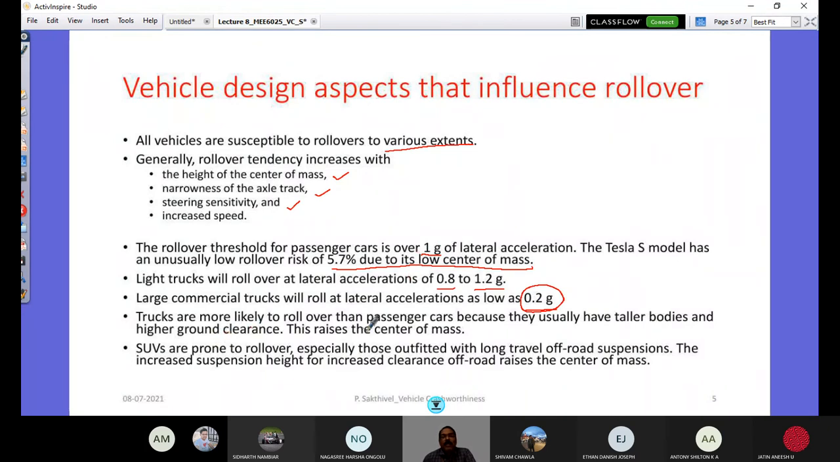Trucks are more likely to roll over than a passenger car because they usually have taller bodies and higher ground clearance. This raises the center of mass. So why are SUVs also put in these categories? Because especially those outfitted with long travel off road suspension. So you have long travel off road suspensions, so the suspension space is more there. That is why the increased suspension height and increased clearance off road raise the center of mass. So these are some of the design aspects that go into the vehicle that influence rollover.